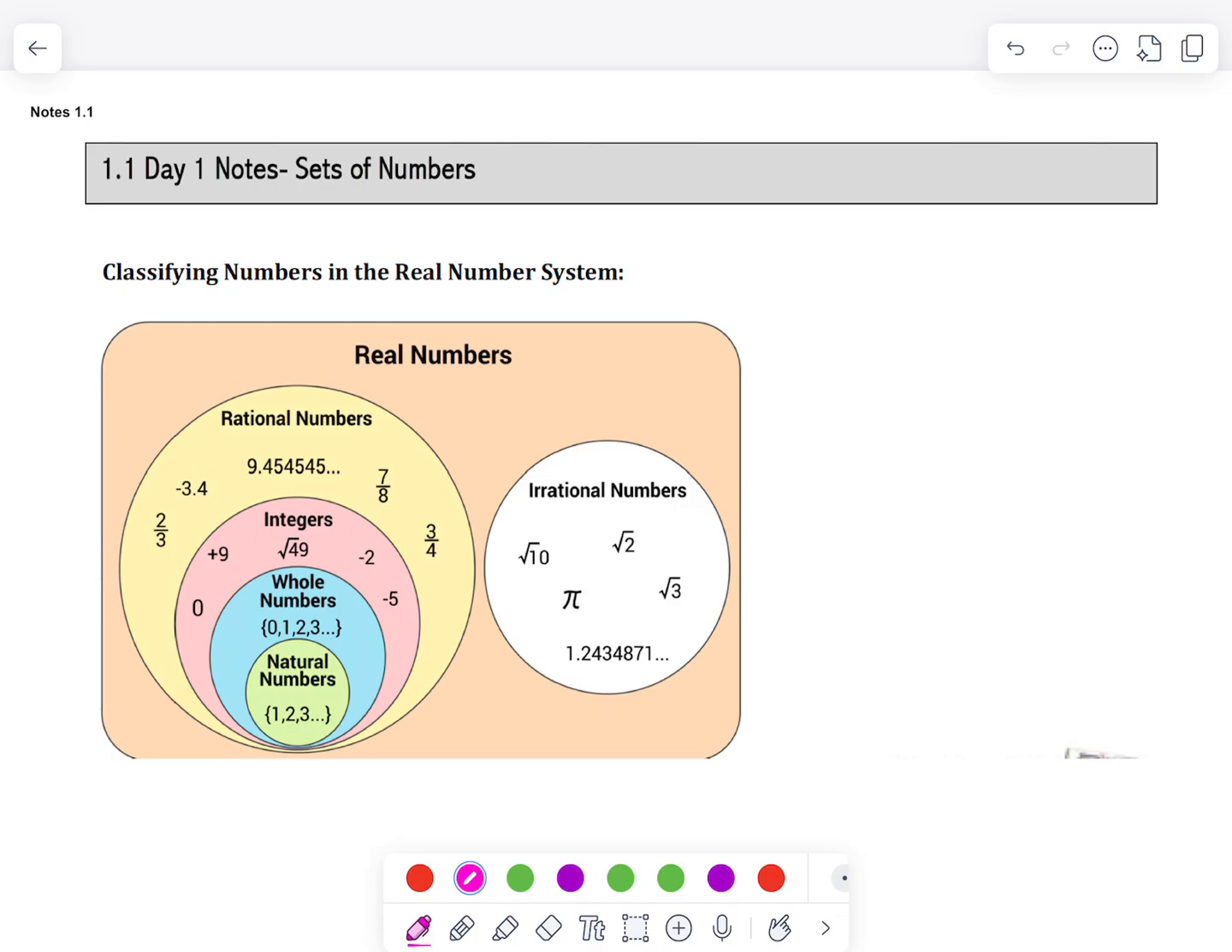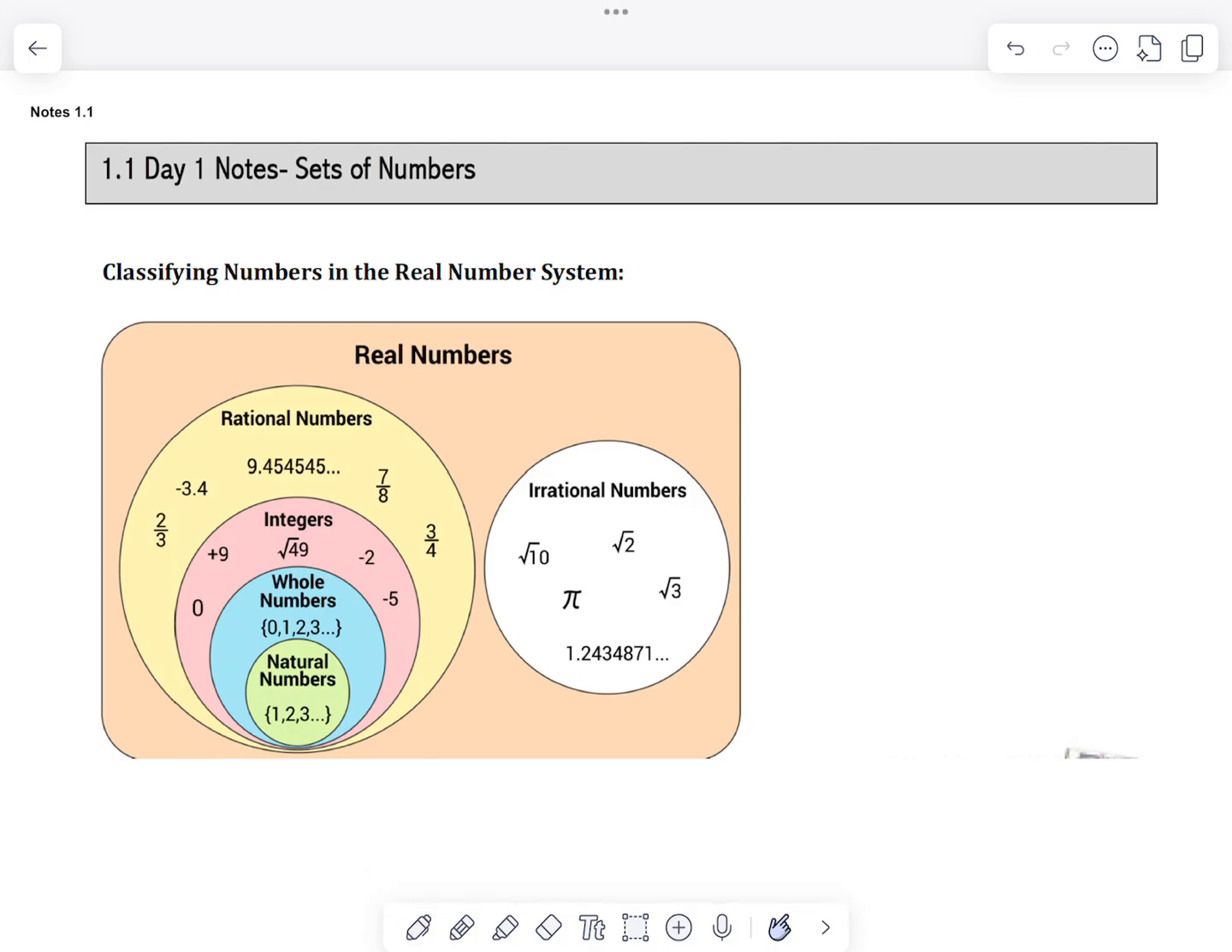Then we work our way out to the whole numbers. 0 is added in, and then 1, 2, 3. And then we go out to the pink where it has the integers. We add in numbers like 9, square root of 49, -2, -5. And then we go to rational numbers in the yellow, and then irrational numbers.